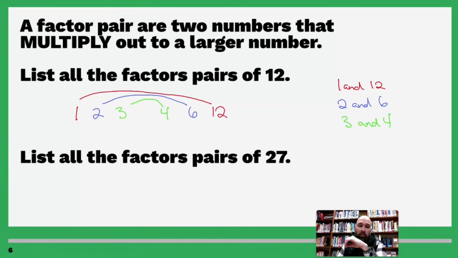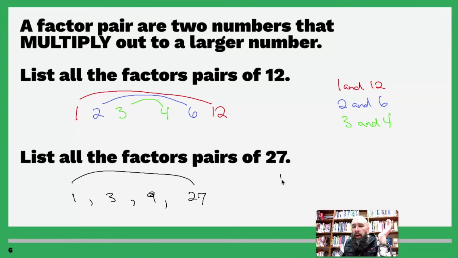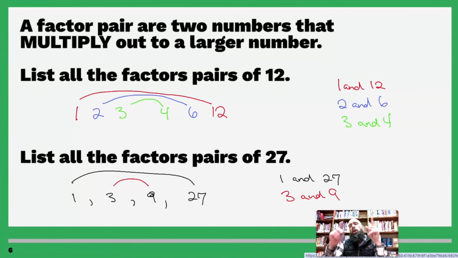Now, I believe we did 27 already. If you remember, I think we did 12 also. I don't remember, but I know we did 27. And when we did 27, we got 1, 3, 9, and 27. So 1 times 27, that's a factor pair, so 1 and 27. And the other factor pair is going to be 3 and 9. Although we don't get any numbers in between, what's going to happen is we list out all of our numbers and we can make those little rainbows and connect them together.